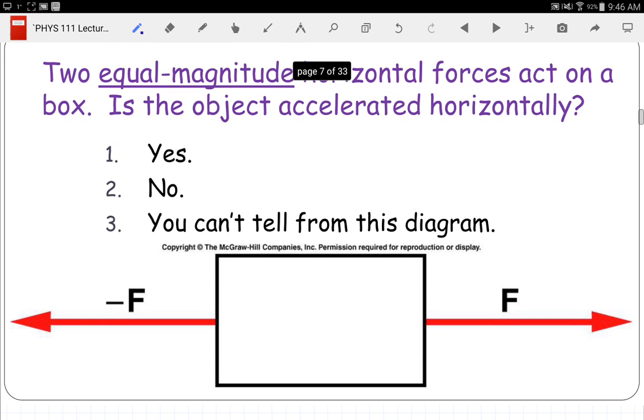Okay, so another clicker question. Two equal magnitude horizontal forces act on a box. And if you look at the picture, it doesn't say this in the words, but in the picture you see the directions. Is the object accelerated horizontally?